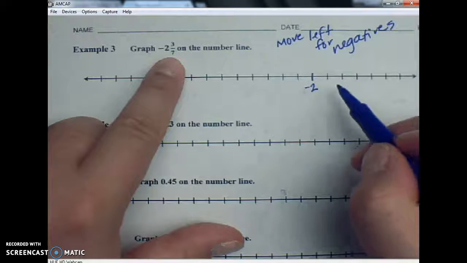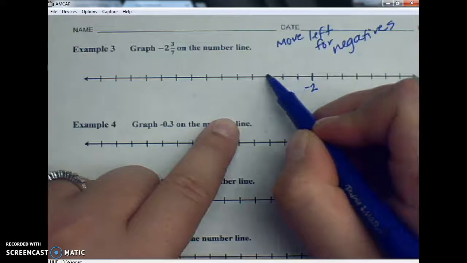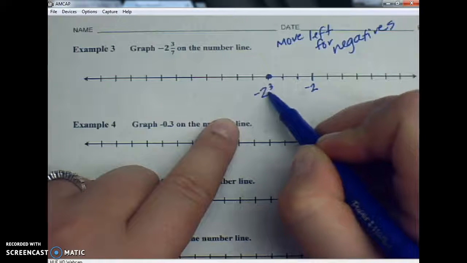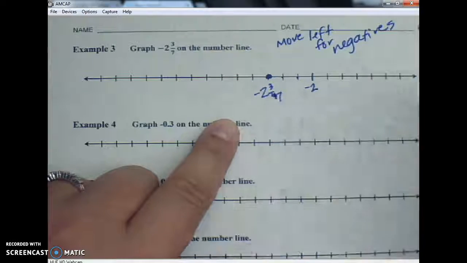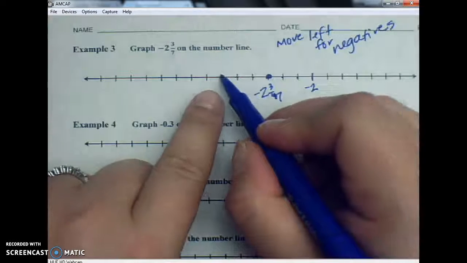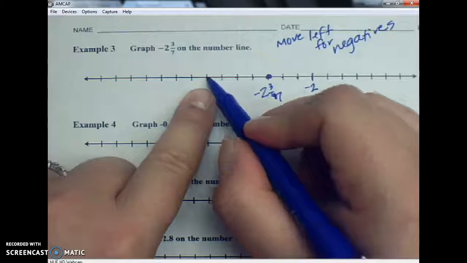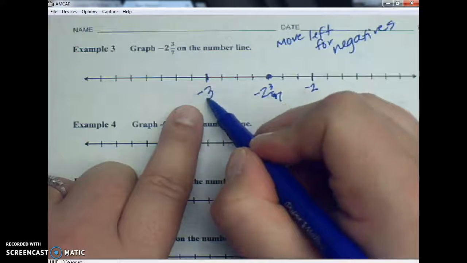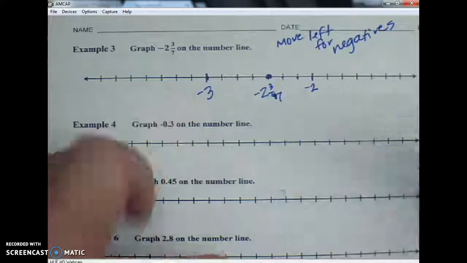So we have negative 2 and 1/7, negative 2 and 2/7. There's my negative 2 and 3/7. Oops, I wrote 4s. I don't know why. And then that would be 4/7, 5/7, 6/7. So negative 2 and 7/7. What is that? That's going to actually be negative 3. Because remember, we're moving backwards.